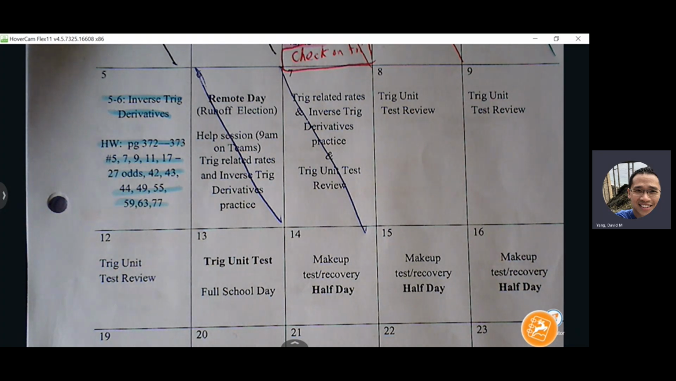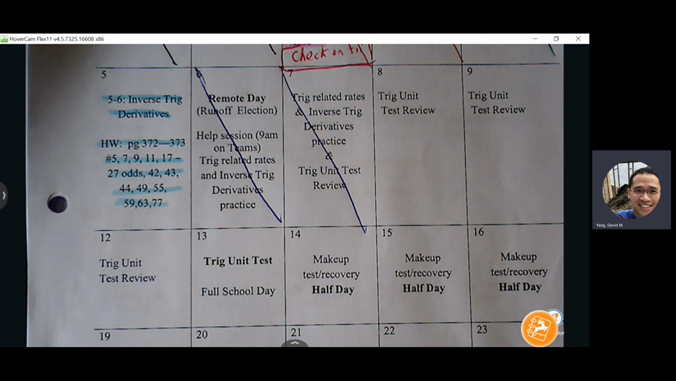I do have to backtrack on something that I said that I was going to give you on the test. So I was talking to Mr. Jones, and I think we both agree that it's important for us to know how to get to the unit circle without being provided the blank unit circle. So on the test, I'm not going to be providing you a blank unit circle.